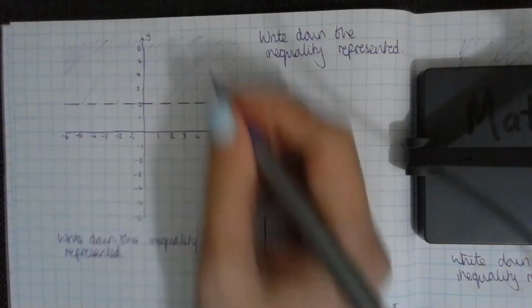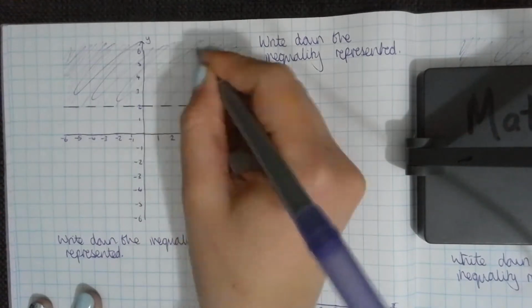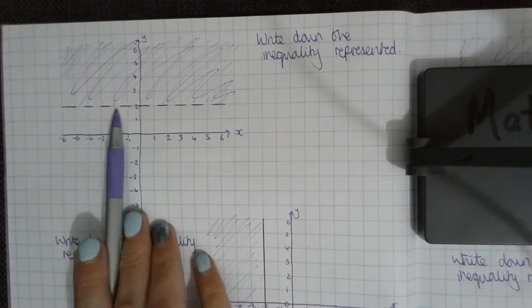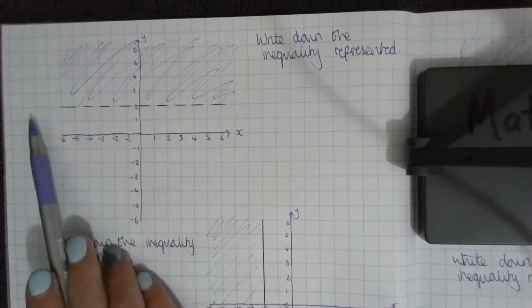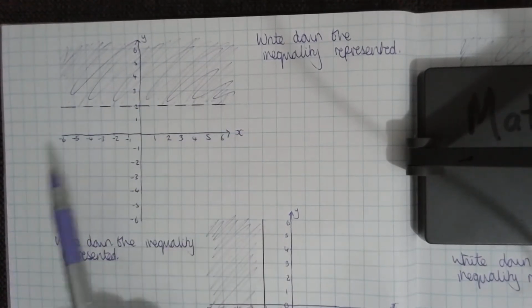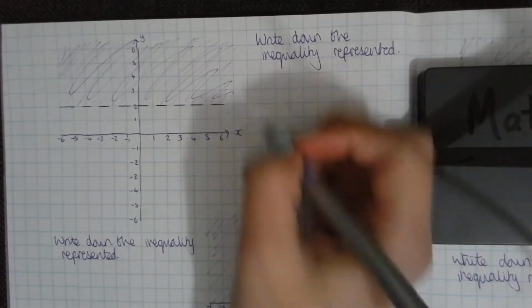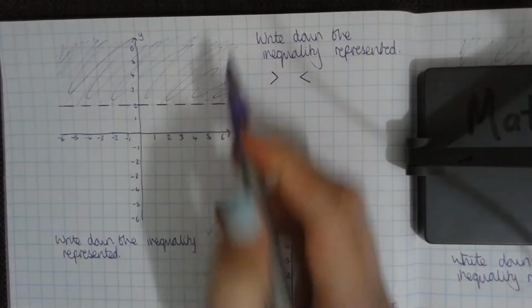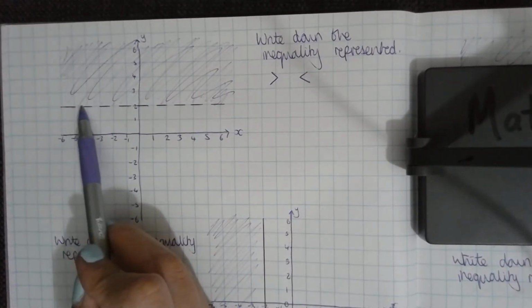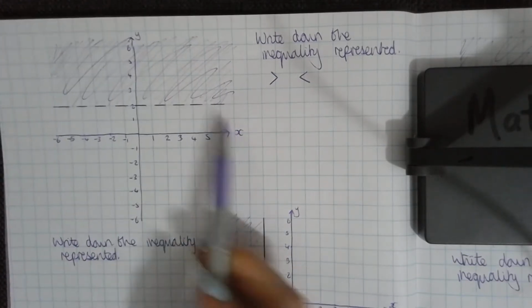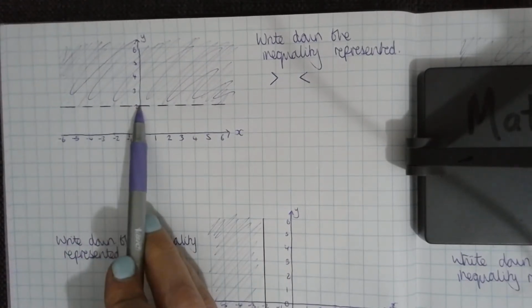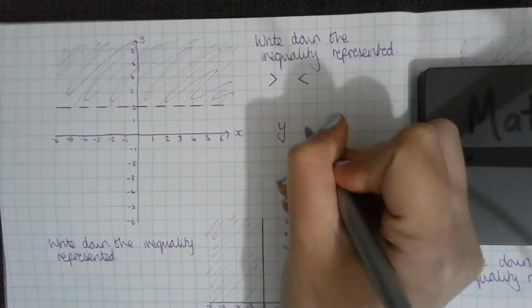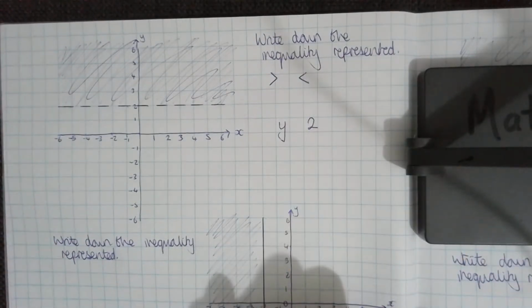So we need to write down an inequality that this shaded region represents, and we can see that we have a dotted line or a dashed line. So obviously this dashed line means that we're either going to have the greater than symbol or the less than symbol, but we're not sure which one. To tell which letter we're going to use, whether it's y or x, we look where it crosses the axes, and it crosses the y-axis at 2. So we know it's something to do with the letter y and something to do with the number 2.